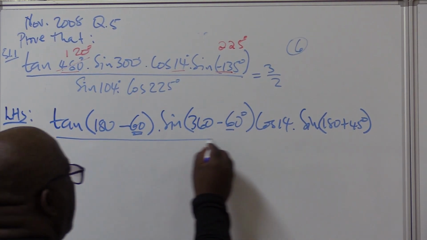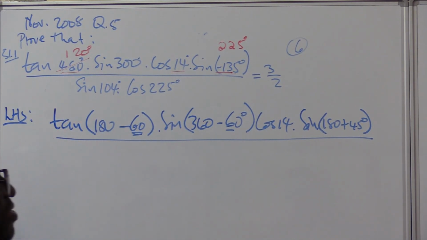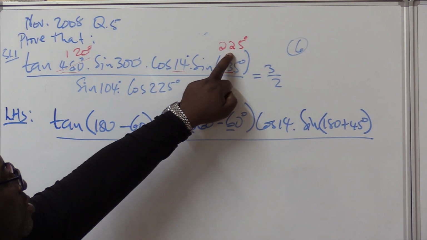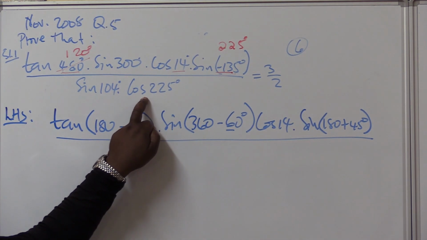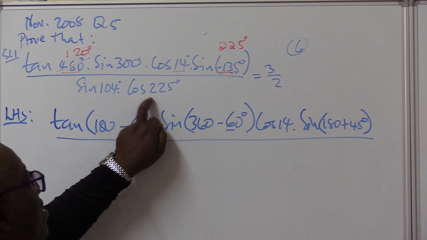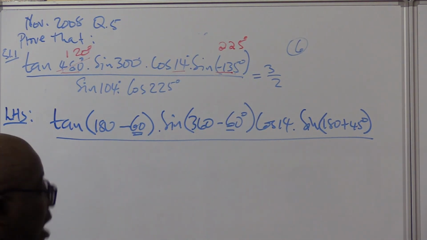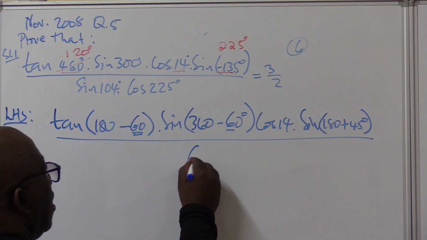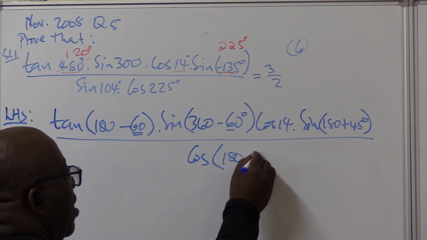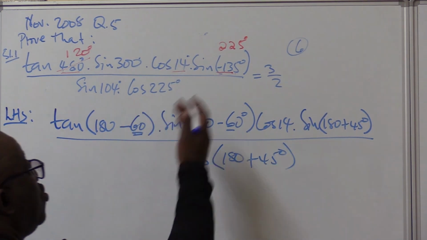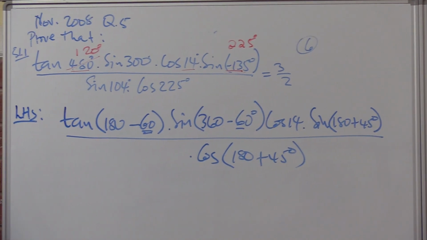Let's look at the denominator. Let's remember one thing. I don't work like a donkey. This is 225. How did I change 225? 180 plus 45. What is this angle? It is 225. It is cut and paste. It's the same thing as that one, so I don't have to think again. So when I've got cos 225, it is the same as 180 degrees plus 45. So it is important that you do this with your eyes open.